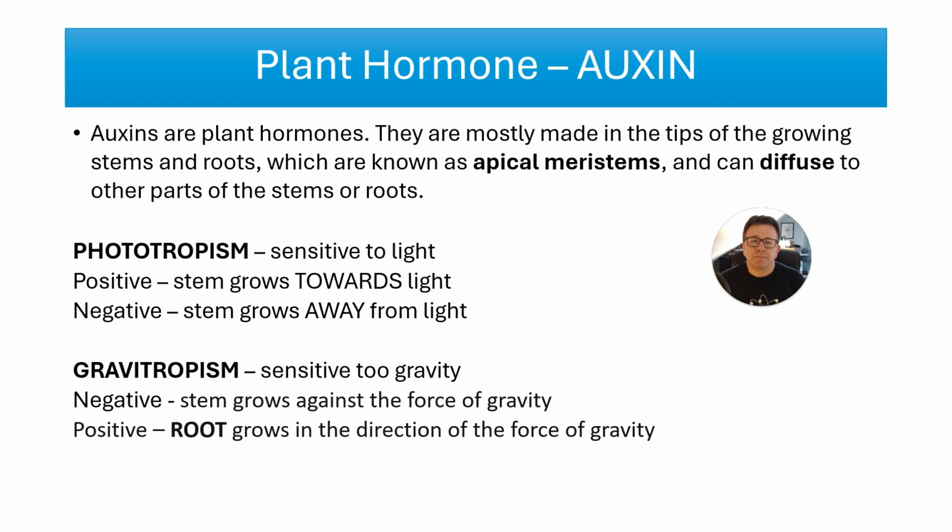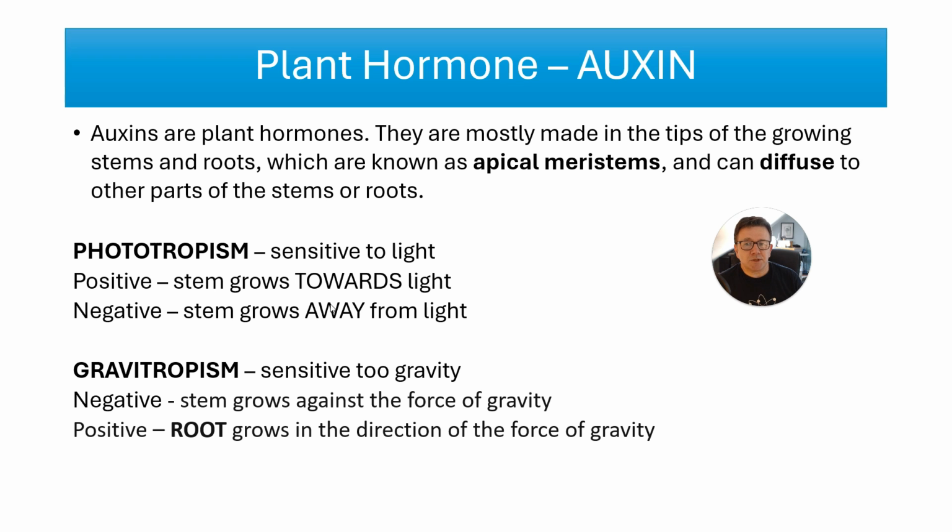Okay, so on to plant hormones. So auxins are mostly made in the tip of the growing stems and roots. These are known as meristems or apical meristems, and they diffuse to other parts of the stem. So if it's in a shoot, they usually diffuse downwards. Okay, so the 2 types of tropisms we're going to need to know about are phototropism, where things are sensitive to the light, and gravitropism, when sensitive to gravity.